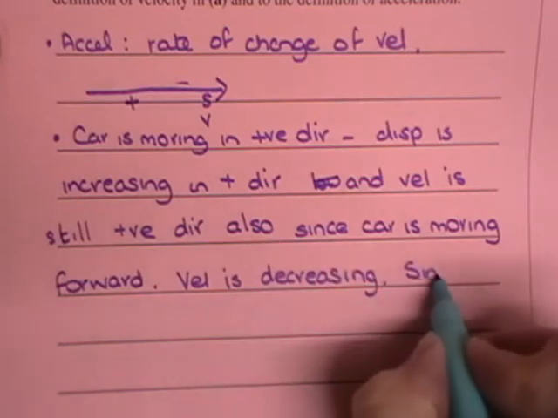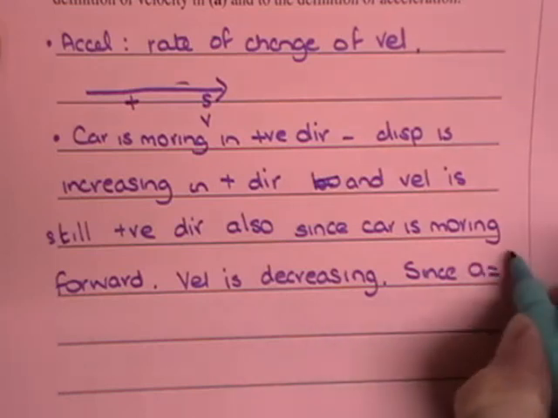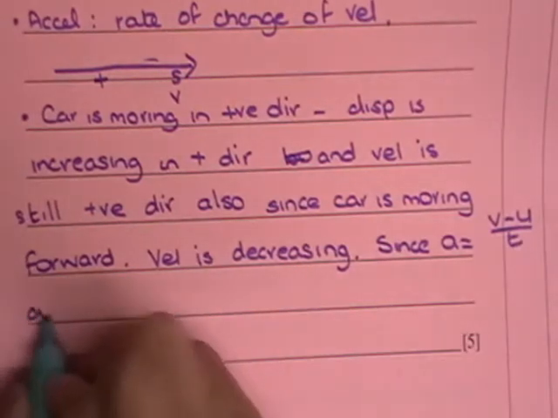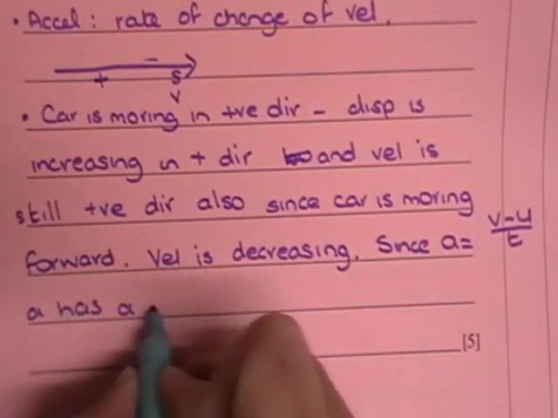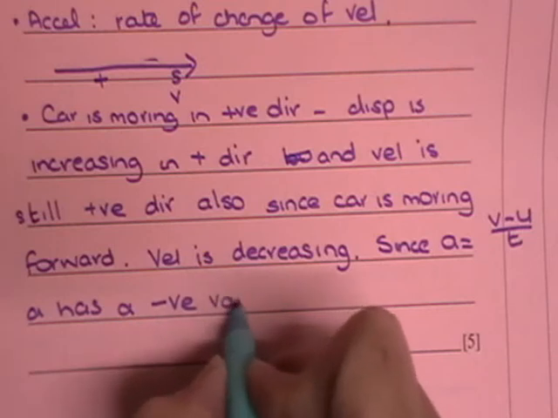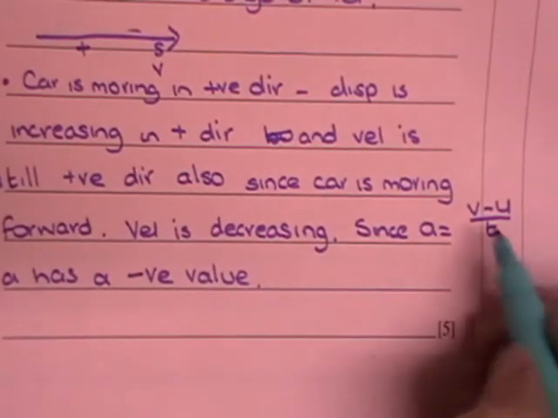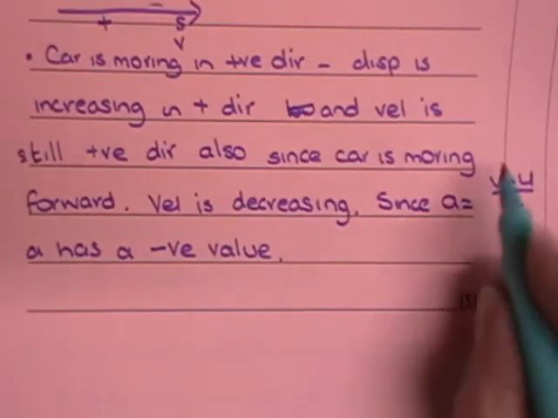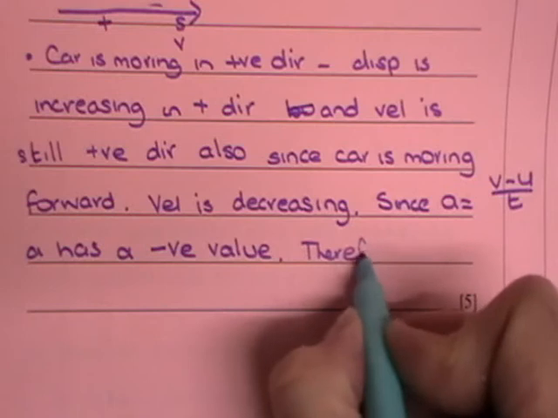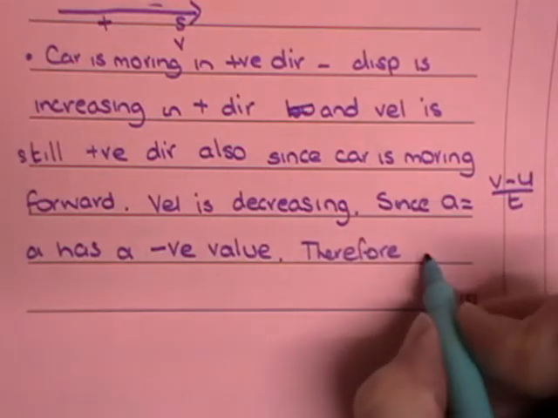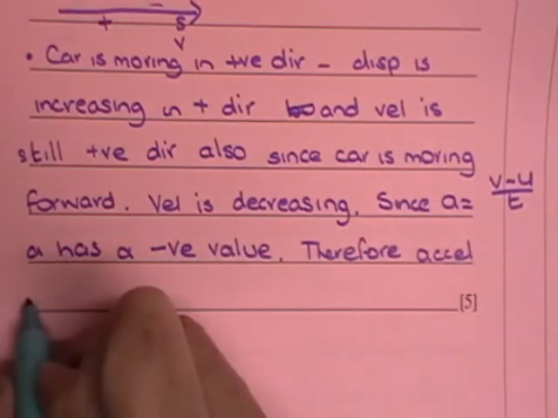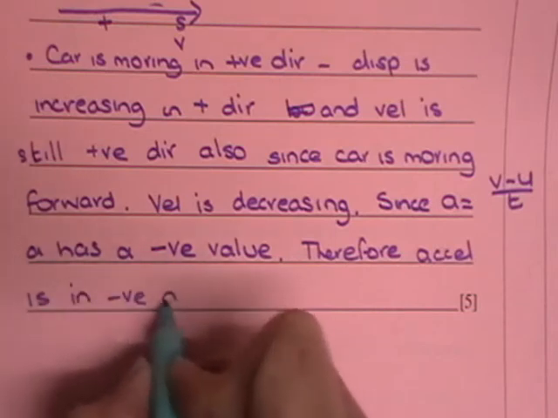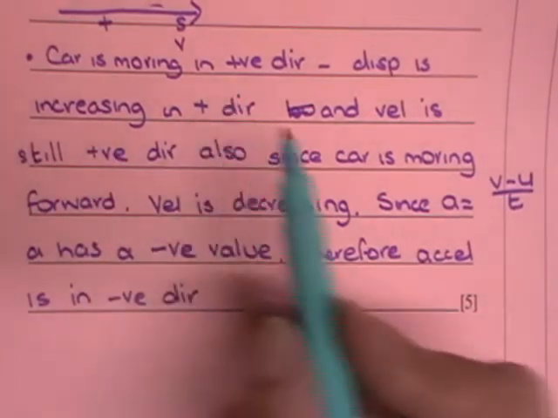And then since a equals change in velocity over time, I'm just going to write it in equation form, then a has a negative value, because your final velocity is 0, hopefully, if it's slowing down to 0. So you're going to have a negative value, therefore acceleration is in the negative direction. And it's negative because you're moving forward at the same time.